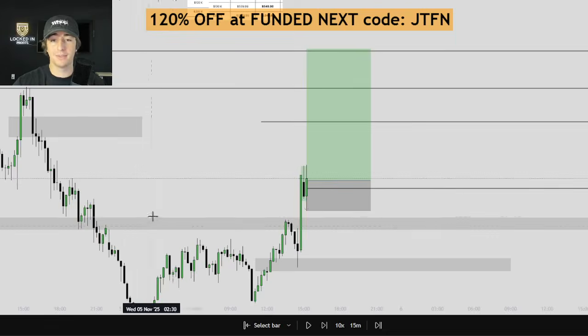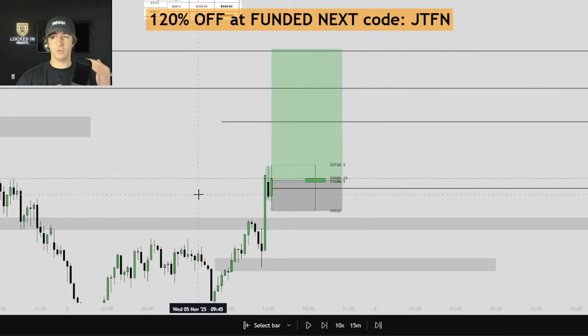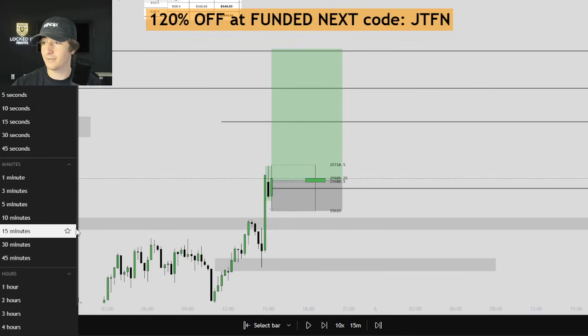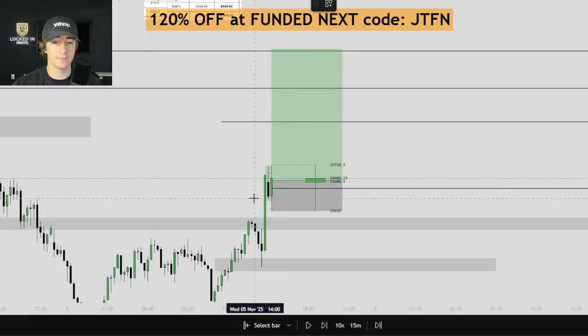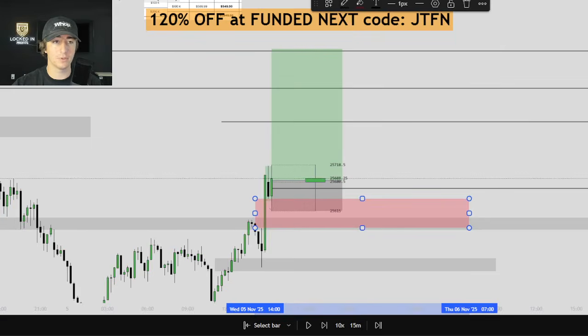Now, this can't just be accumulation, manipulation, distribution. It's not a pattern. We're not trading a pattern. This manipulation has to have some sort of narrative. For an A plus PO3 setup like this, we go into the 15-minute time frame. This is where we want to look for that fair value gap to see our manipulation. So that's exactly what we did.